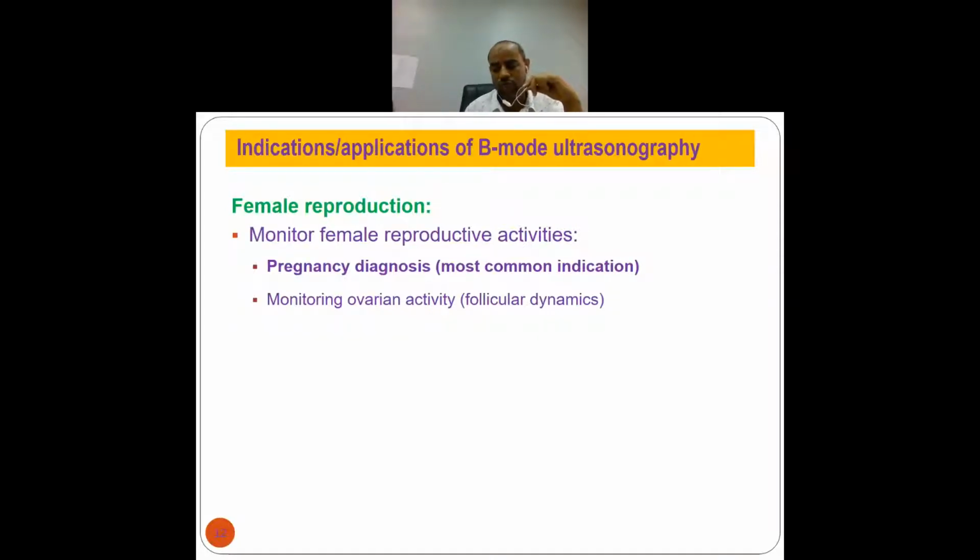All right. So this is the most routine application in our daily activities here in the unit. The other thing is, apart from diagnosing pregnancy, ultrasound can be used to monitor the ovarian activity. Of course, during pregnancy diagnosis, especially when you are doing it transrectally, you'll be able to examine the ovary too. But generally, the ovary is not examined during pregnancy only, but it can also be examined out of pregnancy to diagnose any problems associated with the ovary, or to monitor the reproductive activity or the cycle of the animals.